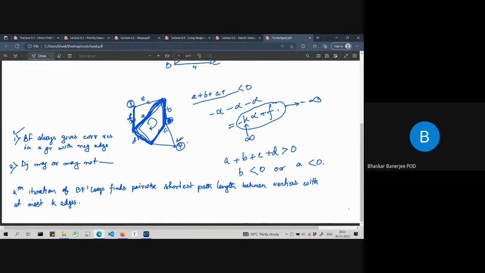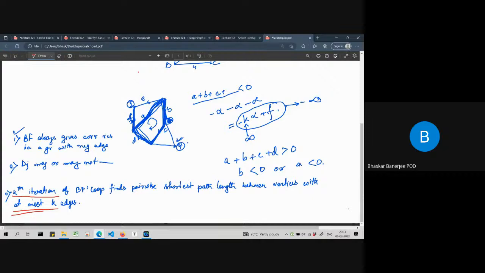Does this make sense? Read this carefully. These particular lines are very important. At most k. At most is very important. The kth iteration of Bellman Ford's loop finds pairwise shortest path length between vertices with at most k edges. So after you run the Bellman Ford loop the kth time, every pair of vertices would be storing the shortest path, considering that the path is of at most k edges.